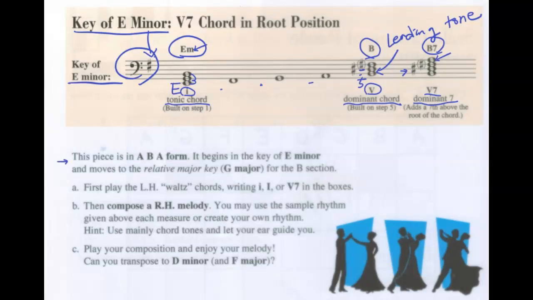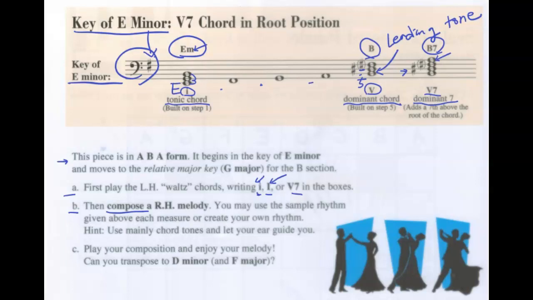This piece is in ABA form. It begins in the key of E minor and moves to the relative major key, G major, for the B section. First play the left-hand waltz chord, writing i, I, or V7 in the boxes. So this Roman numeral i means lowercase i for minor keys, and uppercase I for major keys.